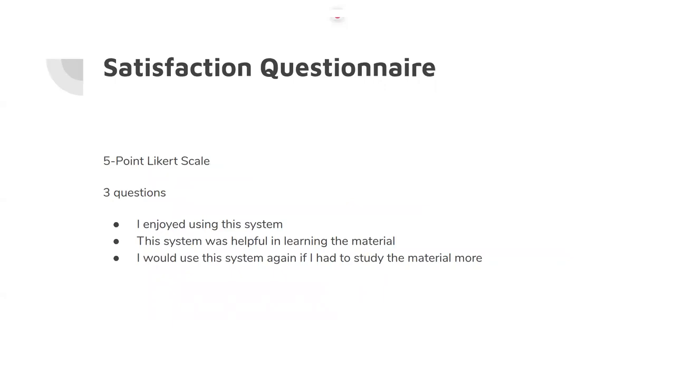So this is on the 5-point Likert scale, which is a traditional scale. It's actually used in another paper that I viewed for computer science questions, by looking at these 3 questions where you ask the user whether they enjoyed using the system, whether the system was helpful in learning material, and whether they would use the system again if they had to study the material more, just to kind of get an idea of how well they liked using the system.